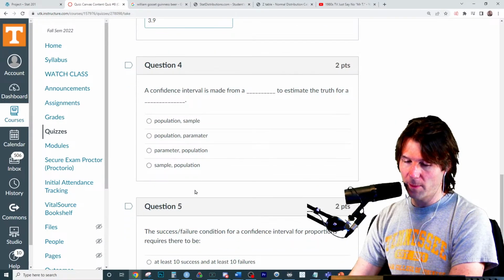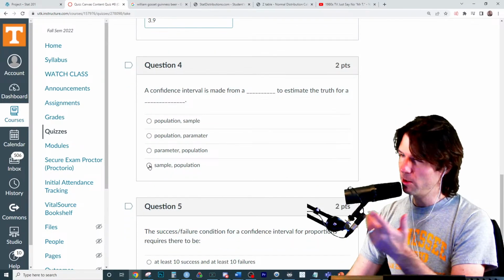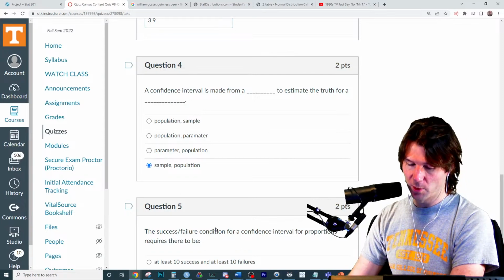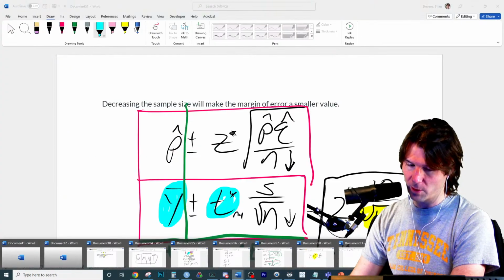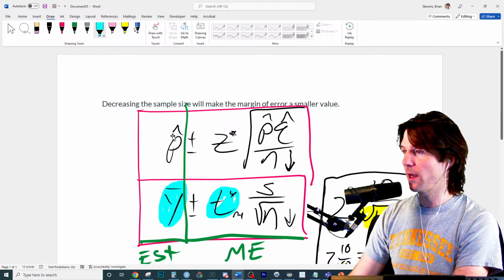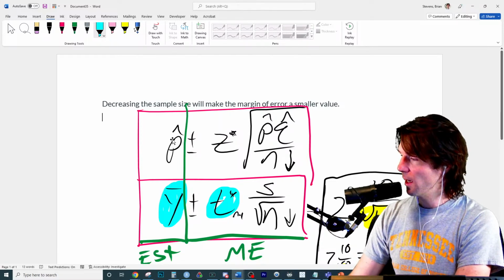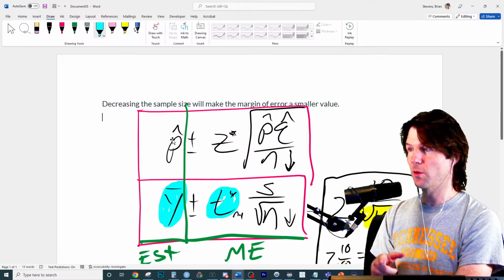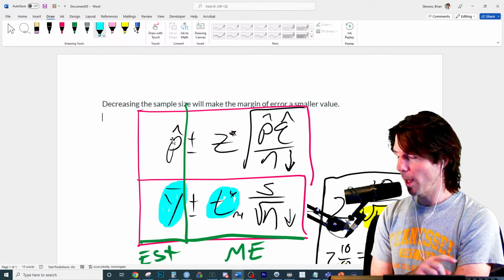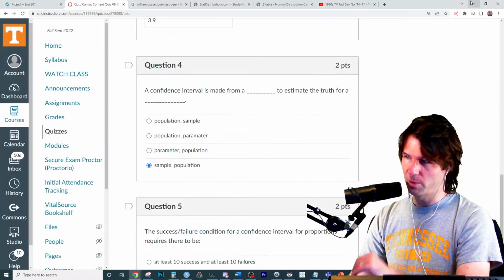A confidence interval is made from a blank to estimate the truth for a blank. We just talked about this earlier. It's made from a sample to estimate the truth for a population, and you can see it in many of our equations where it's made from the sample to say I am 95% confident the true proportion, which means the truth for all groups right there.